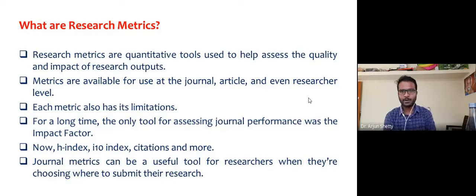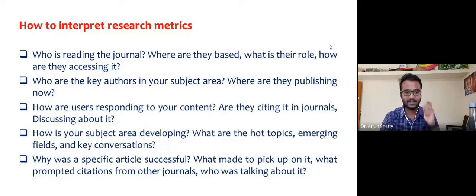Apart from that, as I already told you, some of the research metrics are the h-index, i10 index, citations, and many more, and we'll discuss all those things in the coming slides. Research metrics are also useful tools for the researcher, the author, when choosing a suitable journal to make their publication available to the audience.